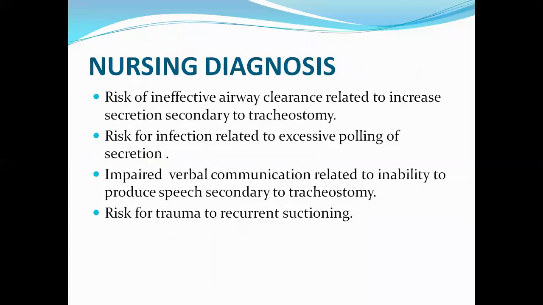Then next is the nursing diagnosis. If the patient has the problem of tracheostomy suctioning, what nursing diagnosis do we make? The patient is at risk of ineffective airway clearance, related to increased secretions secondary to tracheostomy. Because of the tracheostomy, the person develops increased secretions, and because of this, there is a risk of ineffective airway clearance, meaning the patient is not able to maintain a proper airway.